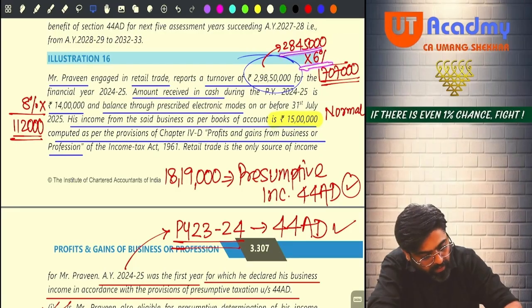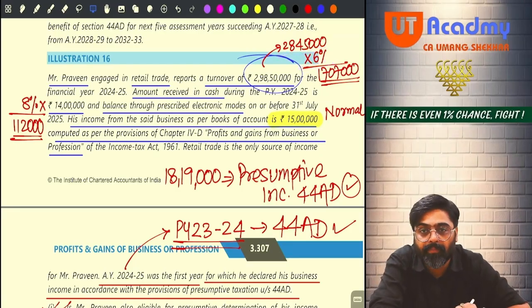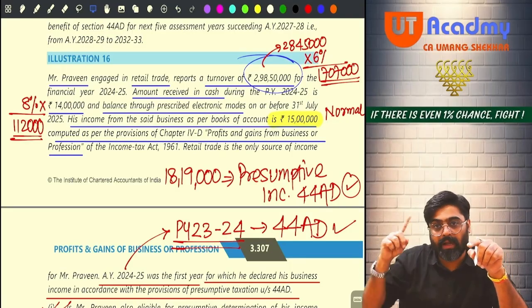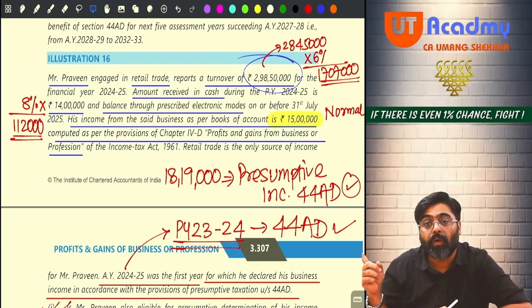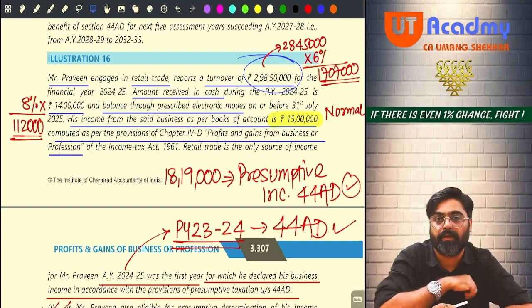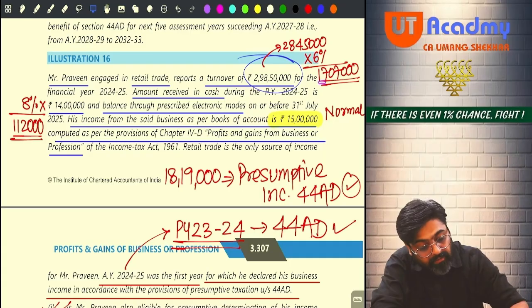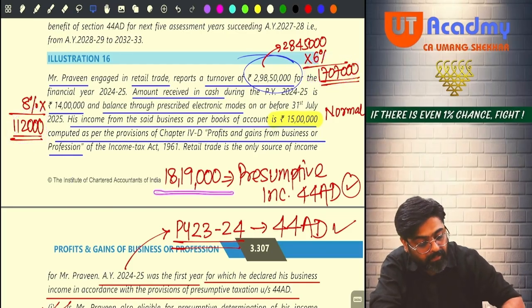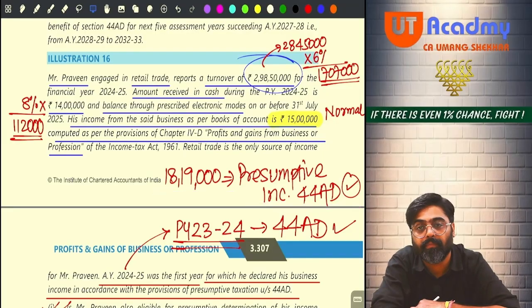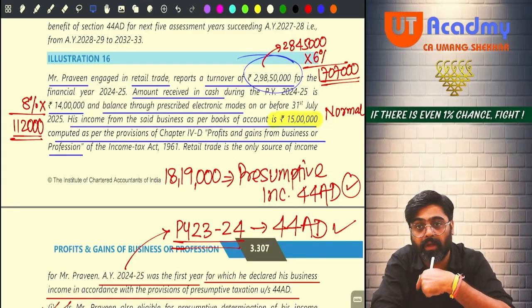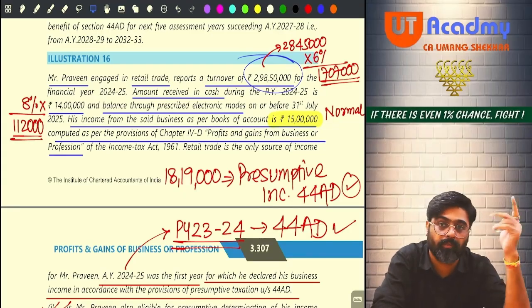So I will take 6% of 2 crore 84 lakh 50,000. Why? Because out of 2 crore 98 lakh 50,000, I will reduce 14 lakhs. On that, I will apply 8%. That is 1 lakh 12,000. And on the balance, 2 crore 84 lakh 50,000, I will apply 6%. And that 6% will be 17 lakh 7,000. So 17 lakh 7,000 plus 1 lakh 12,000 will give me 18 lakh 19,000. That should be my presumptive income under section 44AD. I can follow 44AD, and in that case my minimum income which I will be showing under 44AD should be this much or a more amount.